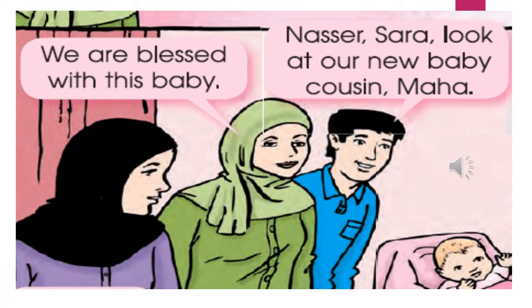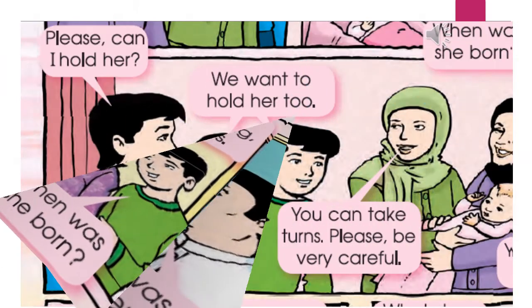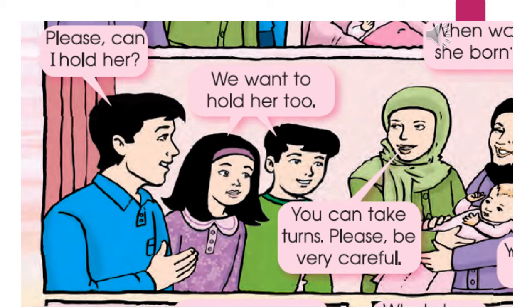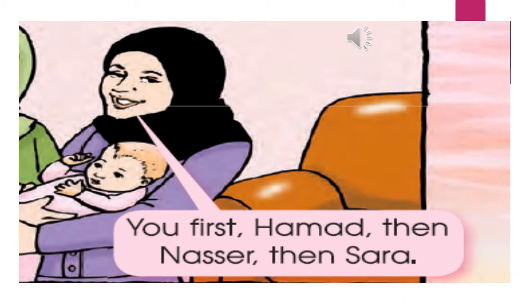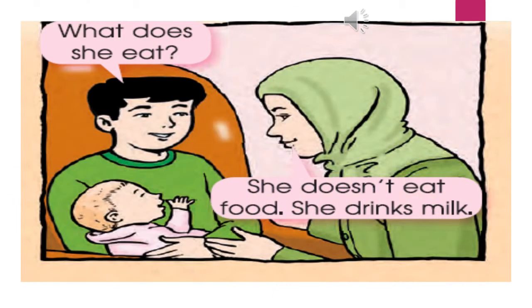We are blessed with this baby. Nasser, Sarah, look at our new baby cousin, Maha. She's lovely. Look at her big brown eyes. When was she born? She was born on September the 14th. Please, can I hold her? We want to hold her too. You can take turns. Please be very careful. You first, Hamad, then Nasser, then Sarah. Has she got any teeth? No, she hasn't. What does she eat? She doesn't eat food. She drinks milk.